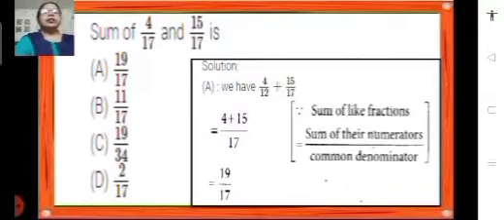Next question. Sum of 4 upon 17 and 15 upon 17.